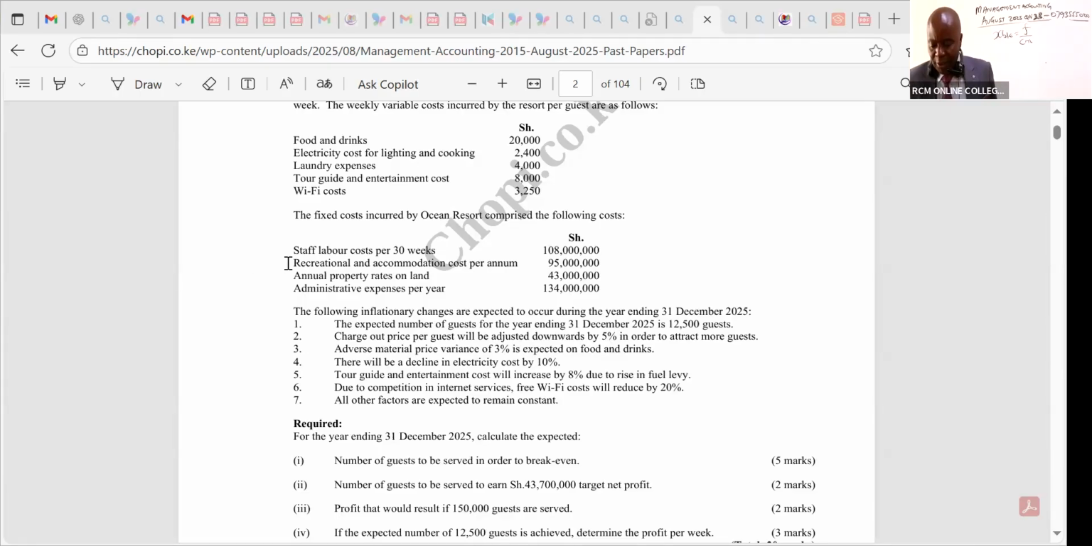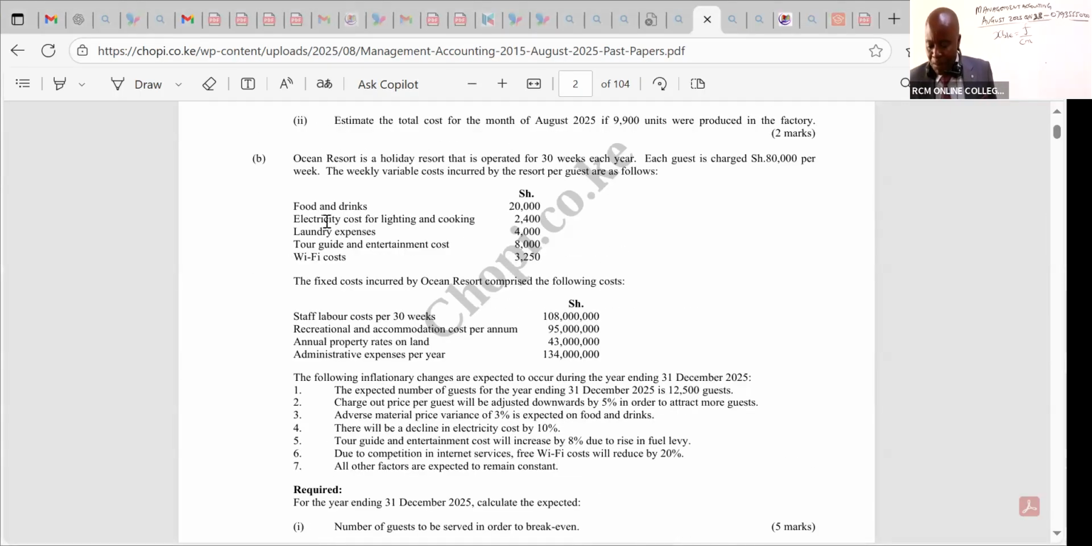Now, ladies and gentlemen, you can see here, they have told me that each guest is charged 80,000 per week. The weekly variable cost incurred by this resort per guest. So they've given us the weekly variable cost. Ladies and gentlemen, I want to get my contribution margin. How do I get my contribution margin? I will have to write the variable cost. Let me get the variable cost first of all, because I know the price. So first of all, we start by reading here.